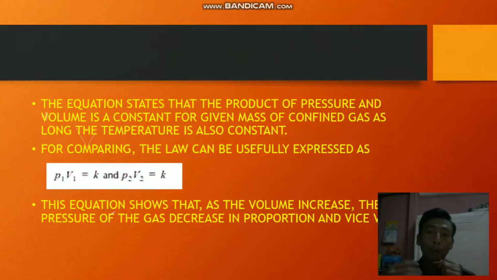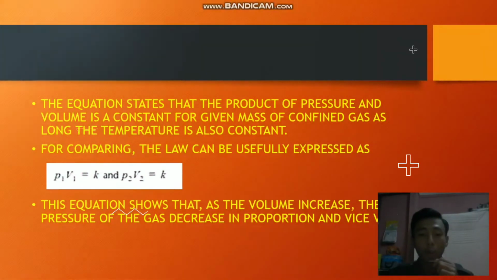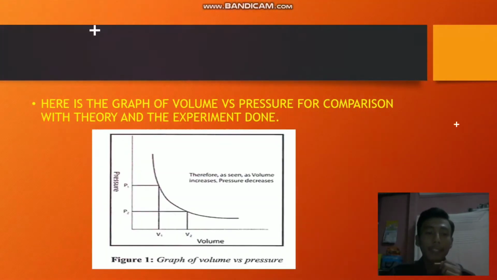Okay, if you want to compare the results, the law can be usefully expressed as P1 V1 equal to K, or P2 V2 equal to K. Okay, this equation shows that as the volume increases, the pressure of the gas will decrease in proportion, and vice versa. Okay, here is the graph of volume versus pressure for comparison with theory and the experiment done.